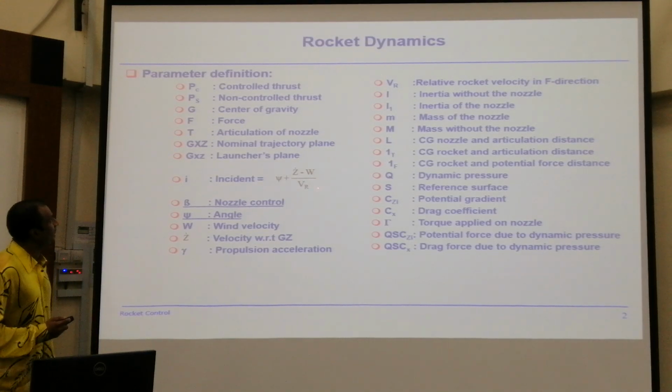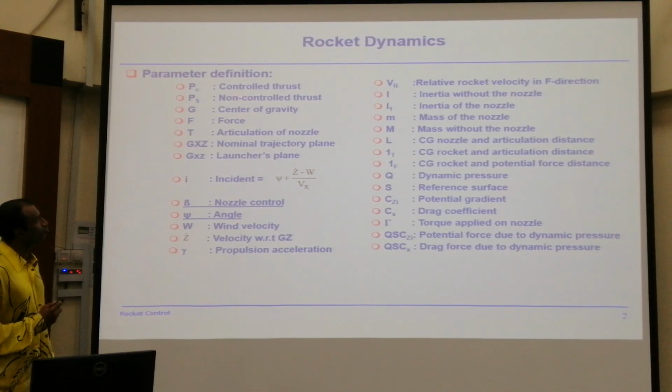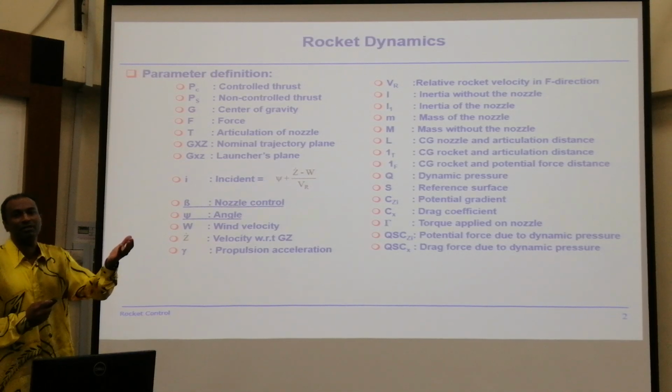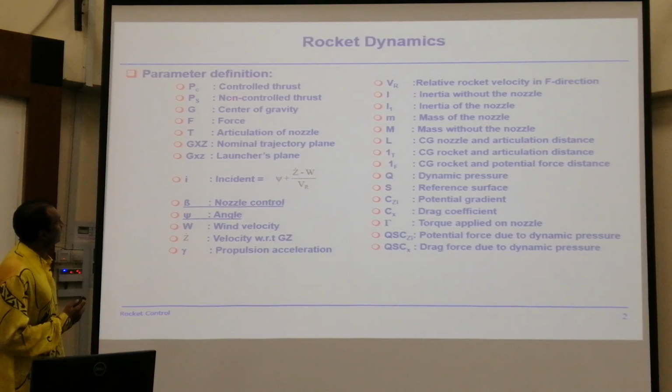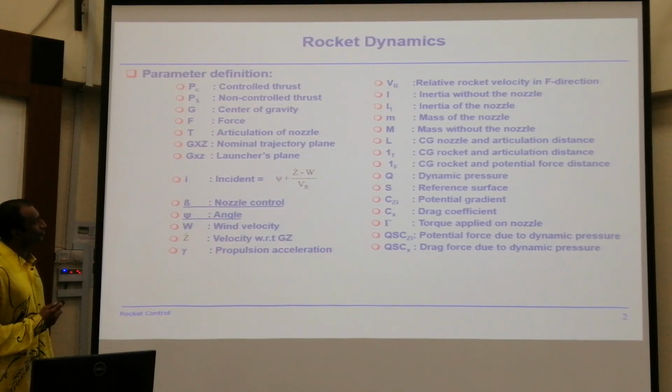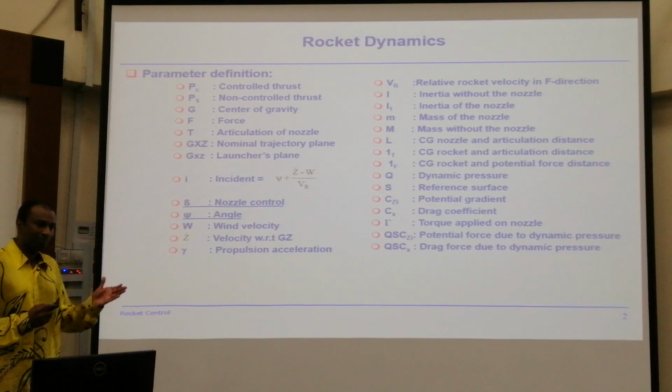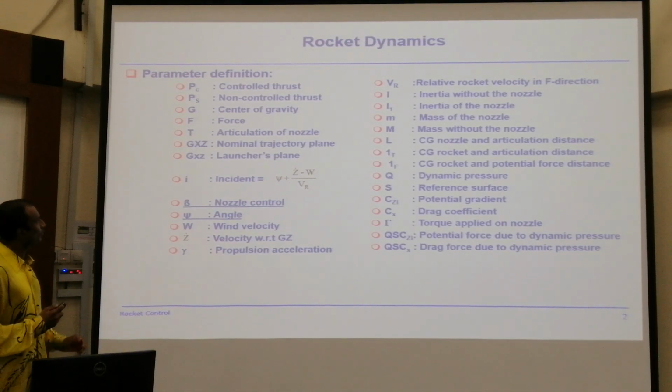Now, let me go through maybe the control thrust. This is a very important parameter for rocket control, because this is where the thrust is available for us to push the rocket to fly. And you also have the non-control thrust that I will show you afterwards in the diagram. Center of gravity, force, articulation of nozzle. You will see afterwards how we can ensure that the path of the rocket can be changed to a desirable path. You have a nominal trajectory plane.